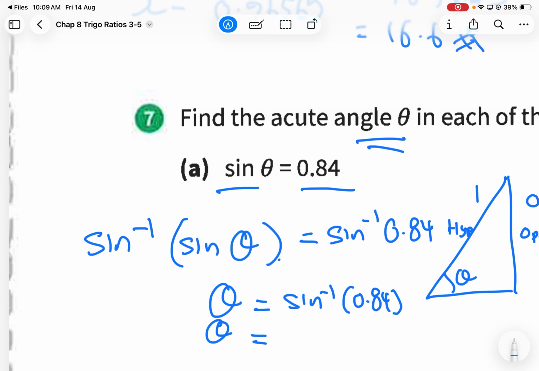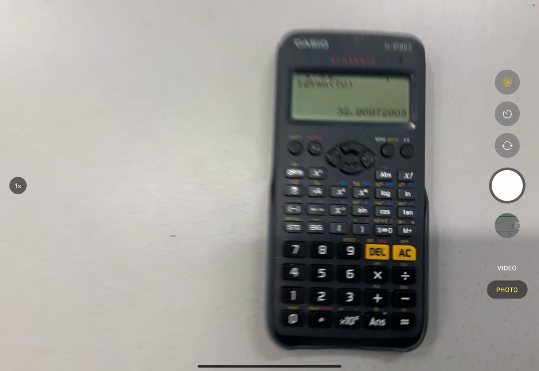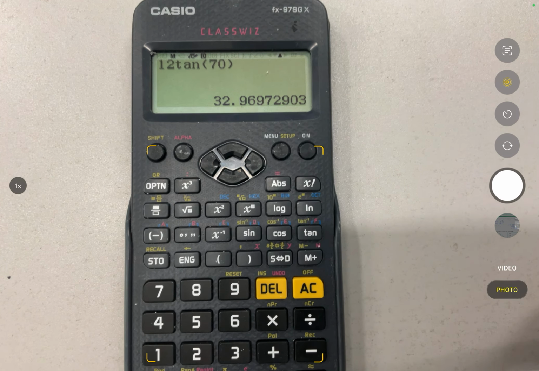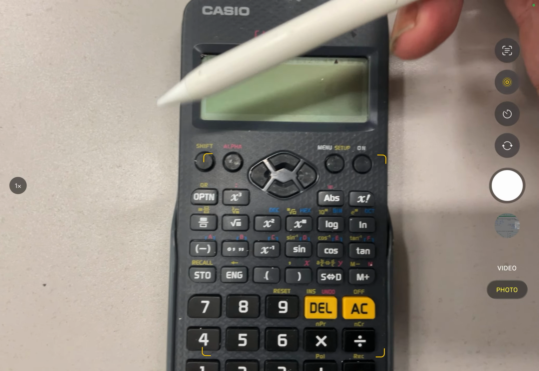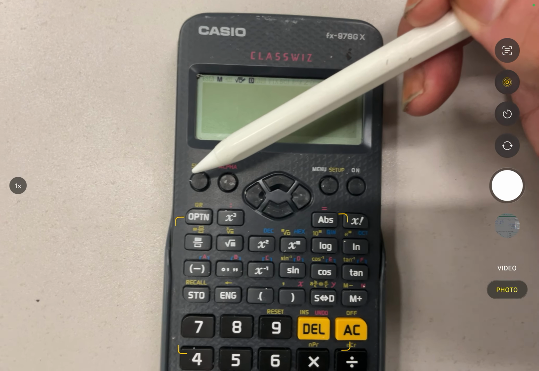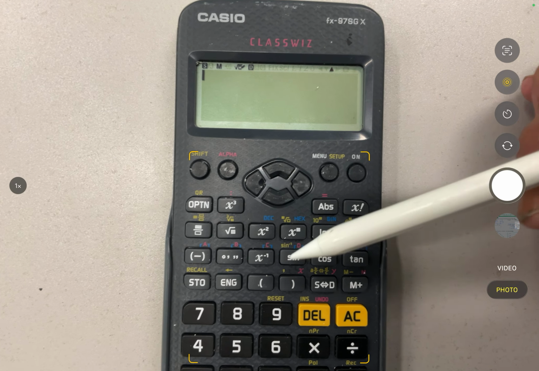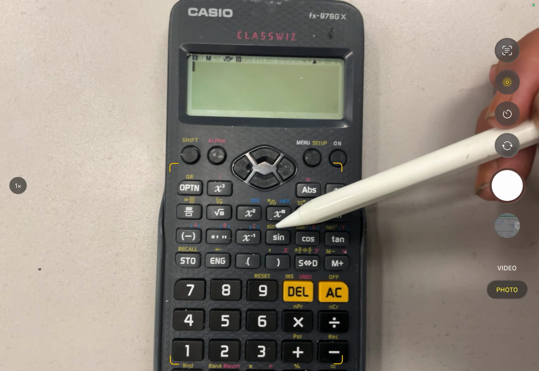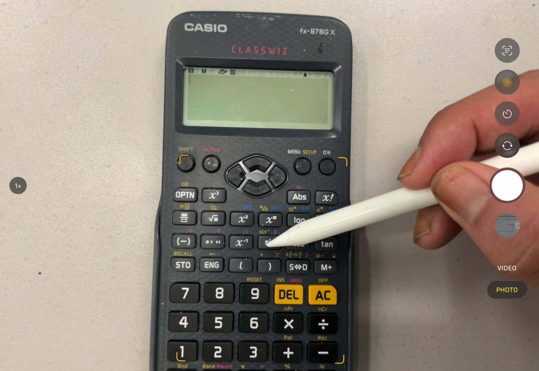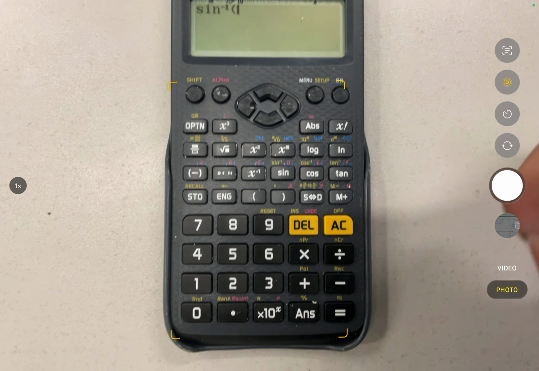So where is this button on your calculator? It is the same button as your sine, but you need to use the second function. I want to sine inverse 0.84. I press shift first, this button. Shift will let me go to the yellow color buttons. After I press shift, I go to sine, then you can see the yellow button is actually sine inverse. So I shift, then I press sine. You see, what comes out is sine inverse. Then put 0.84.